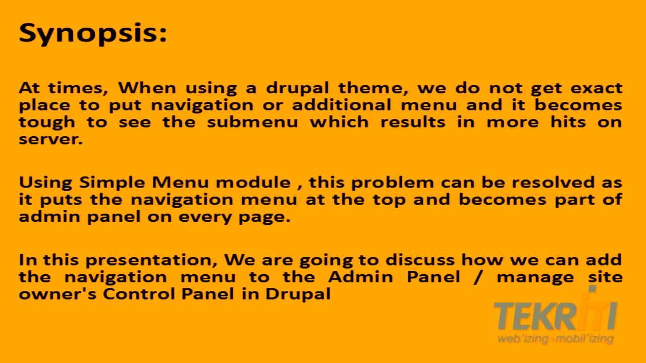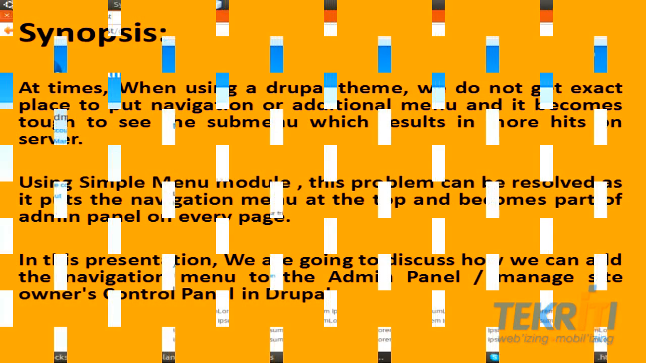This module creates a menu bar that is displayed at the top of every page. The menu bar is fixed in place, and you can also customize the structure of the menu, like the number of menus, items in each menu, submenus, etc. By default, Simple Menu presents the navigation menu in Drupal 6 and the management menu in Drupal 7. You can change the Simple Menu setting to display a different menu and show it on another tag rather than the body tag. Let's see how we can manage site owner's control panel in Drupal.